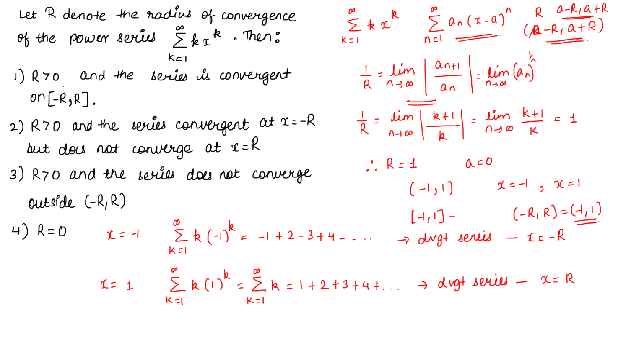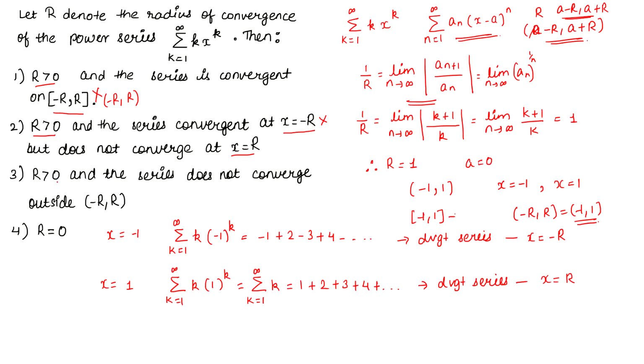Now let us determine which of the options is correct. First option is r is greater than 0, which is correct, and the series is convergent on closed interval minus r, r. So we know that the series is convergent only in the open interval minus r, r. So option 1 is wrong. Option 2 is r is greater than 0 and the series is convergent at x equals minus r, but does not converge at x equals r. So this is also wrong because the series is divergent at x equals minus r also.